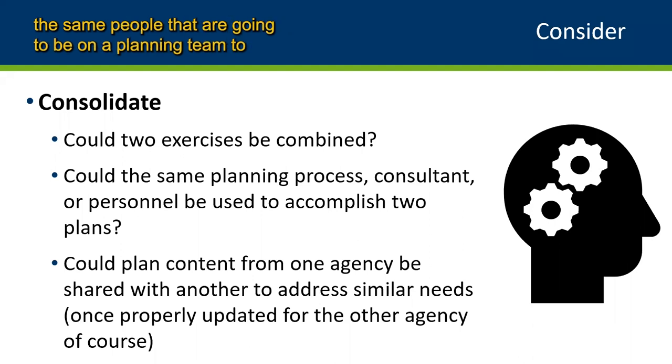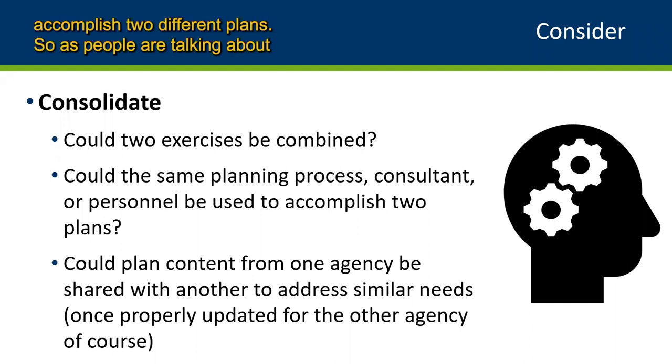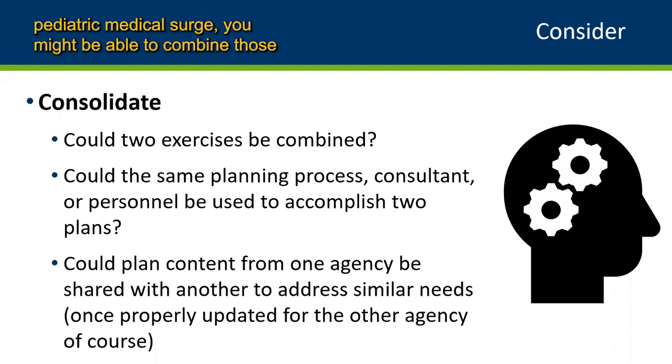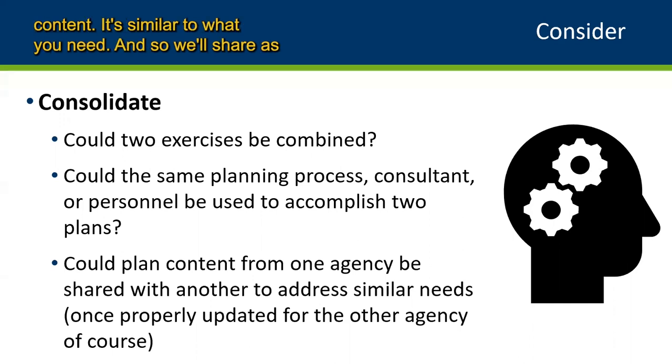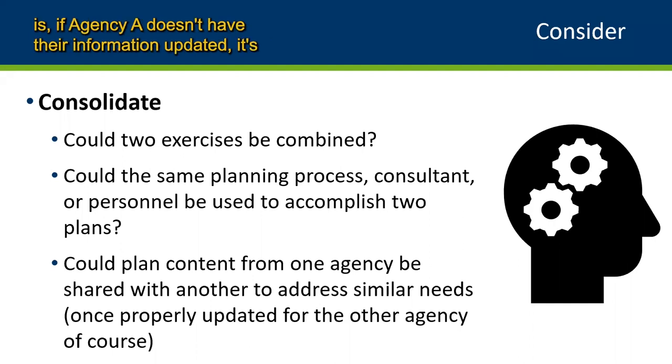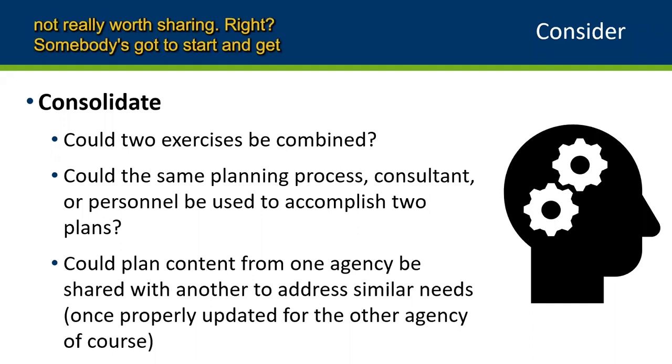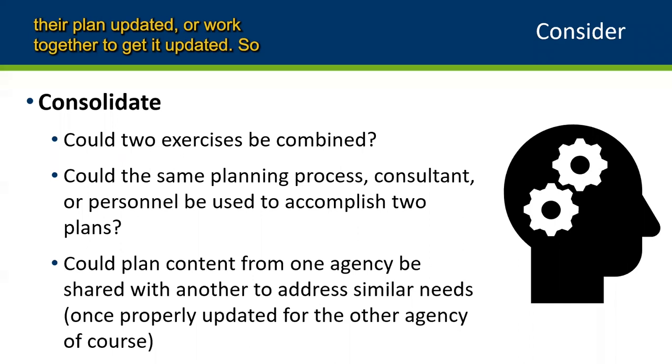You might have the same planning process or the same consultant that you hire or the same people that are going to be on a planning team to accomplish 2 different plans. So if people are talking about pediatric medical surge, you might be able to combine those planning efforts. Or somebody says, hey, we have this plan content, it's similar to what you need, and so we'll share as much as we can with you, and then the agencies can work together on updating their plans. And obviously, I say once properly updated for the other agency, of course. What I mean is if agency A doesn't have their information updated, it's not really worth sharing, right? Somebody's got to start and get their plan updated or work together to get it updated so that then the rest of us could build off of that.